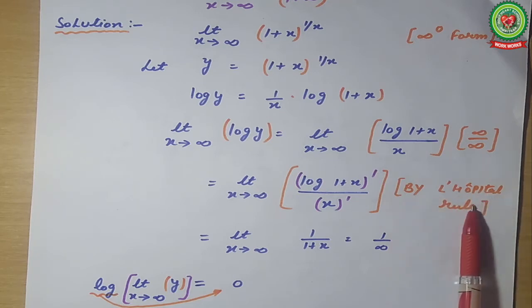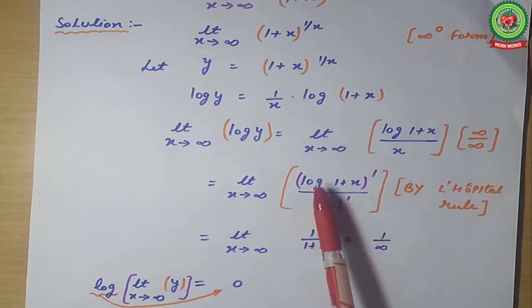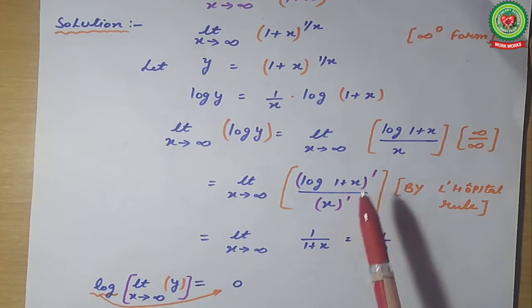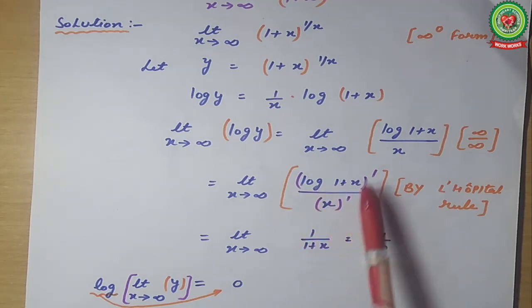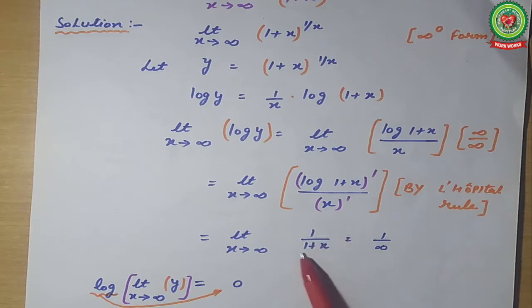According to L'Hopital rule, you will differentiate numerator, you will differentiate denominator. Log 1 plus x differentiation is 1 upon 1 plus x and x differentiation is 1 there. Clear? Now when you approach the limit again there, you will get 1 upon infinity. So it is the determinate form. Now we have solved the right hand side.